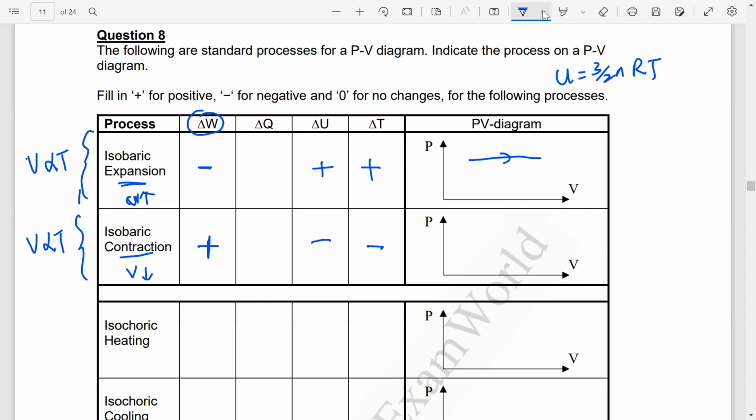Now, delta Q is the odd one out. And this is where we need to use the first law of thermodynamics when you analyze a PV diagram. For the first law of thermodynamics, we know that delta W plus delta Q equals delta U. So here must be a plus so that when you add up these two, you'll still get a plus. The magnitude of this is even bigger so that you can turn it positive. Same here will be minus. And again, if you draw the PV diagram, here will also be horizontal but decreasing.